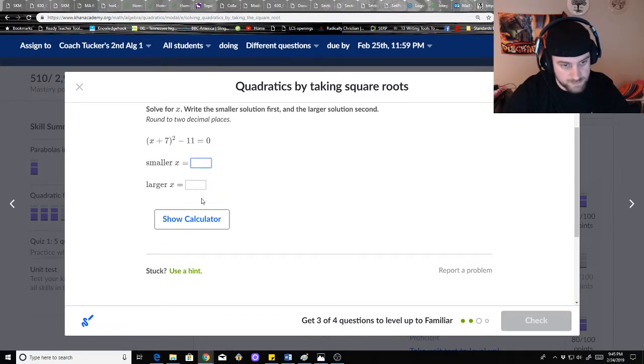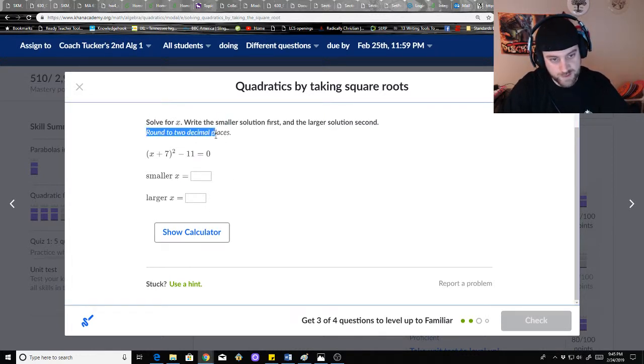Same thing. Again, round to two decimal places. So that tells you right there. Where is it at? There it is. That one you're going to get a decimal. So we'll do that one with you real quickly, and then we're going to be done with that.